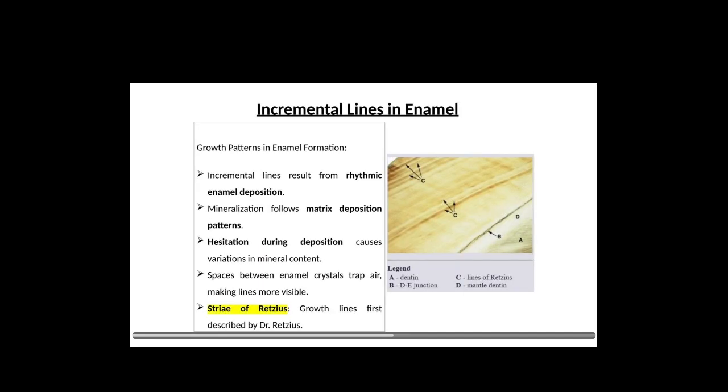Incremental lines in enamel arise from rhythmic deposition, with mineralization following matrix patterns. Hesitation during deposition leads to mineral content variations. Spaces between enamel crystals trap air, enhancing line visibility. The striae of Retzius, first described by Dr. Retzius, are key growth lines reflecting these processes.